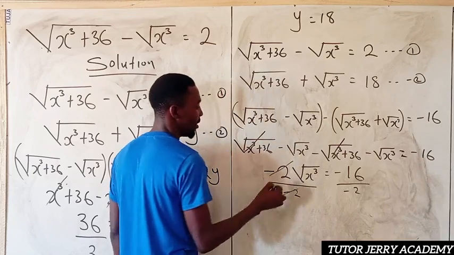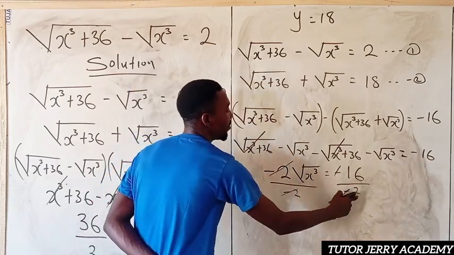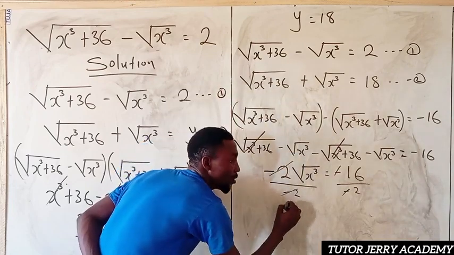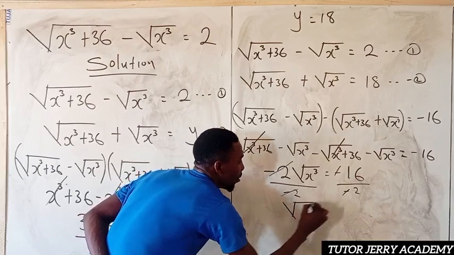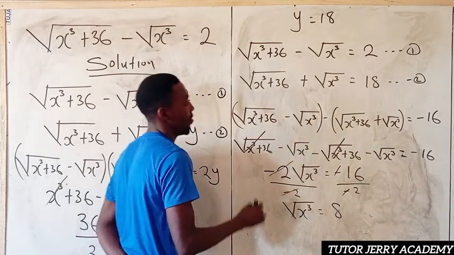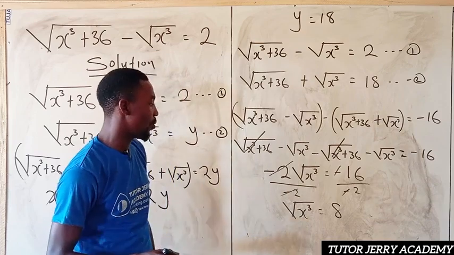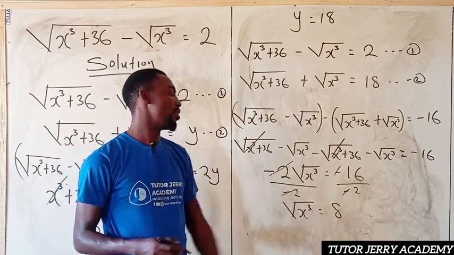this will go with this, and you are going to be left with 16 divided by 2, which is 8. So we are left with the square root of s to the power of 3 equals 8.